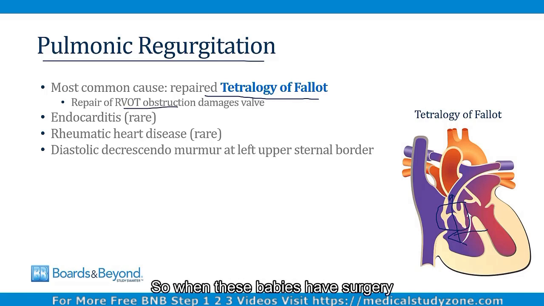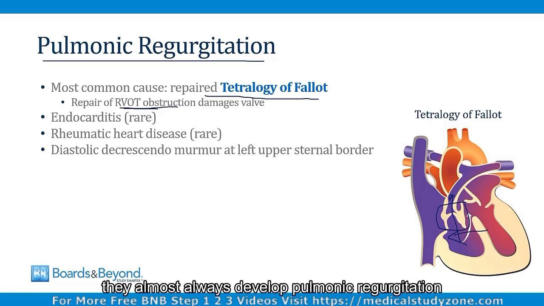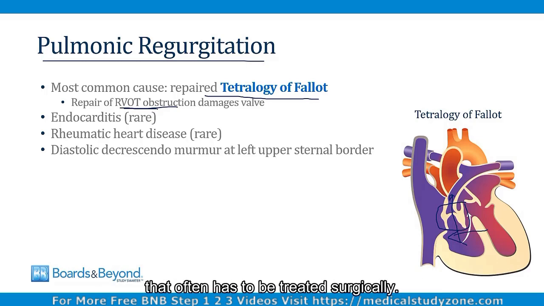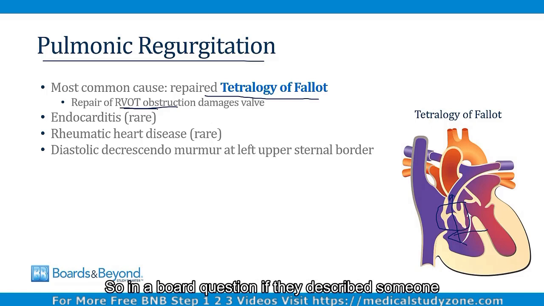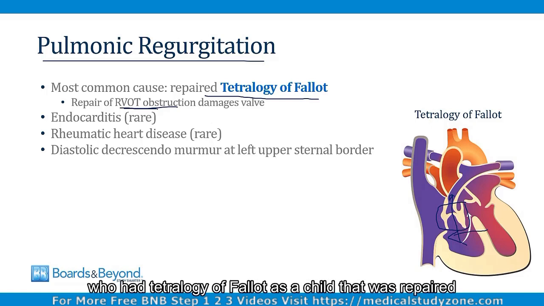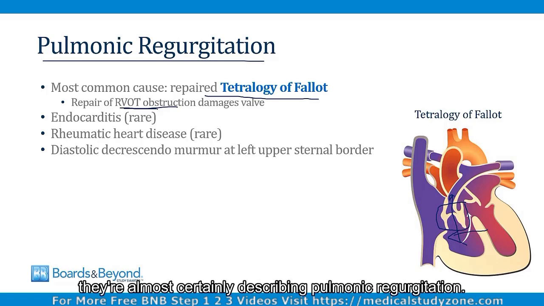So when these babies have surgery and the RVOT obstruction is repaired, that almost always over time leads to stress on the pulmonic valve. And so as these babies grow up and become adolescents and young adults, they almost always develop pulmonic regurgitation that often has to be treated surgically. So in a board question, if they describe someone who had tetralogy of Fallot as a child that was repaired and they describe a murmur, they are almost certainly describing pulmonic regurgitation.